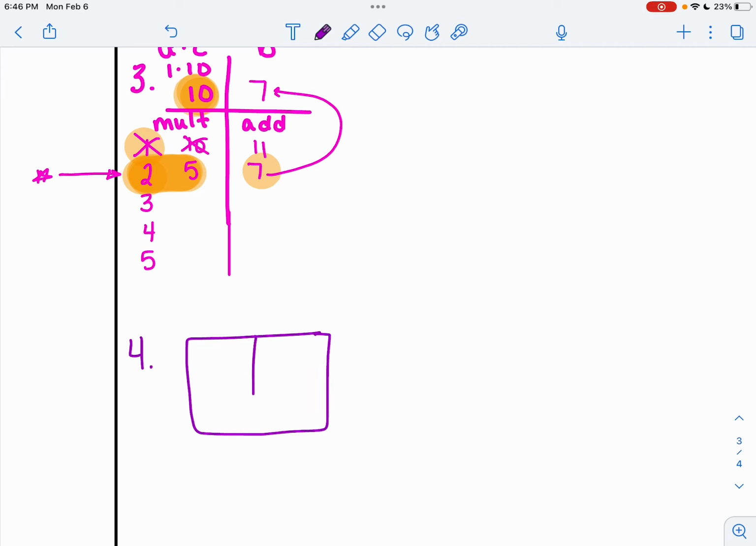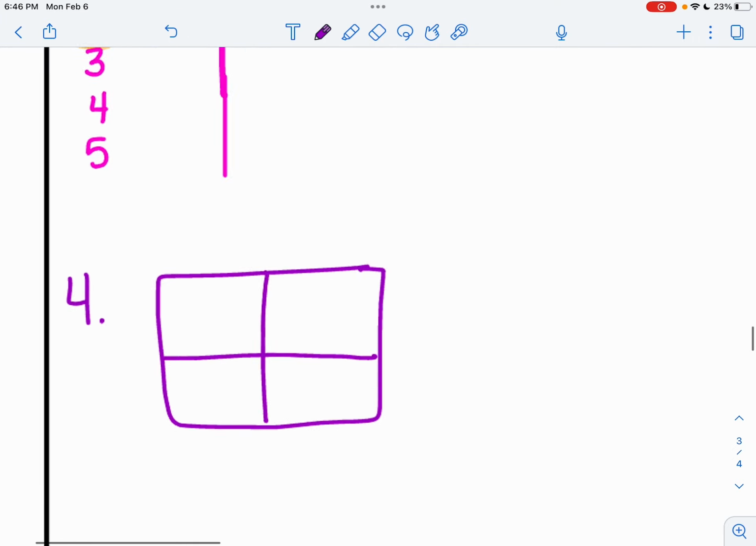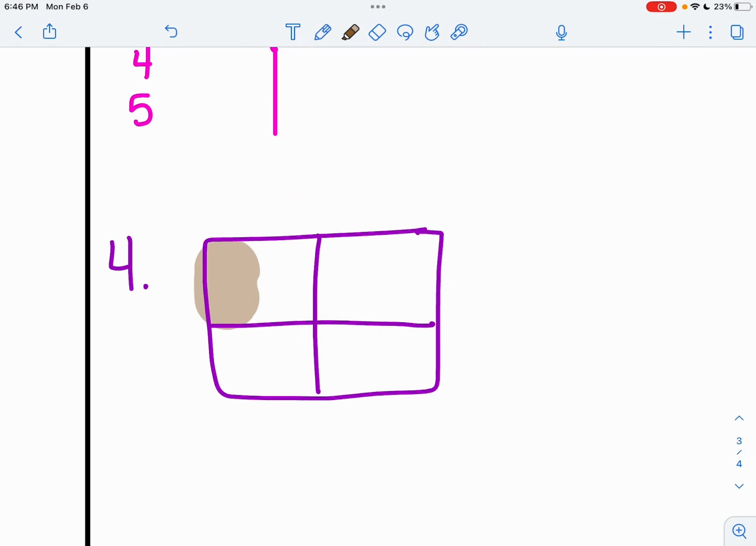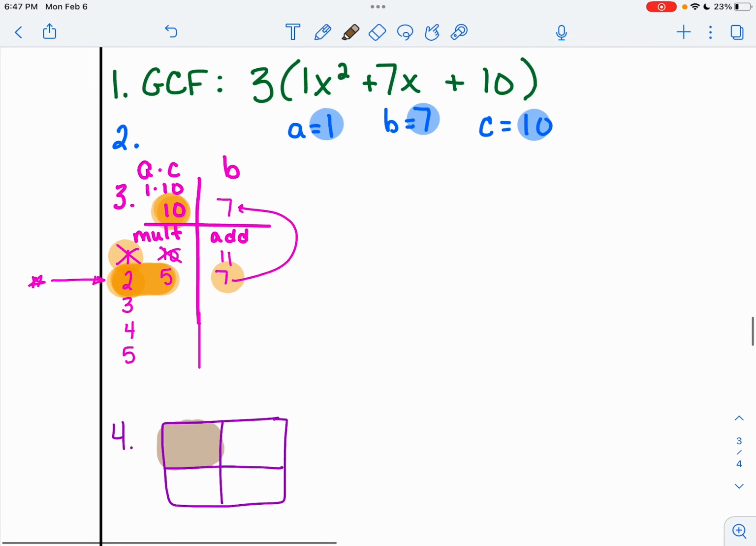This box will have 4 compartments to it. Inside compartment number 1, I will color code it in brown. You put the first term after your GCF. So look where I'm at. You put that 1x squared right here. So after you take out your GCF, you put your quadratic term there.